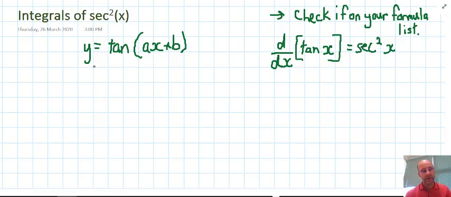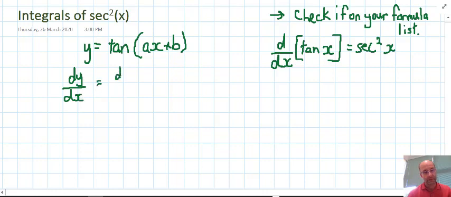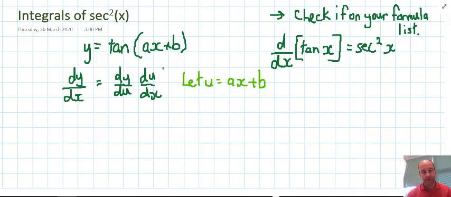So if we start with something slightly more complex, y equals tan(ax plus b), we use the chain rule, and dy/dx is dy/du times du/dx, where we have to make a substitution. So the substitution would be due to the composition of functions. The substitution would be let u equal ax plus b.